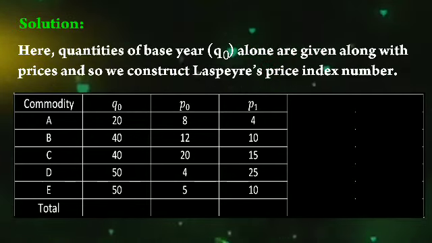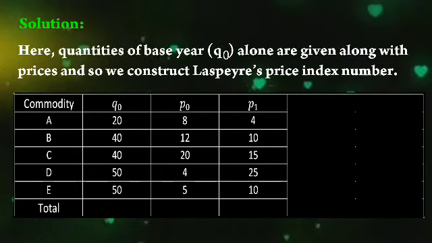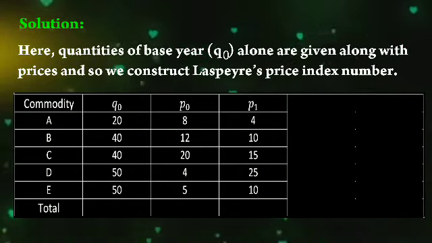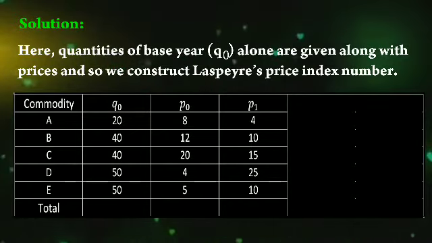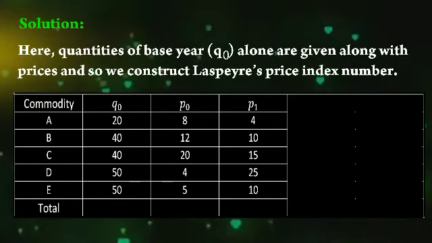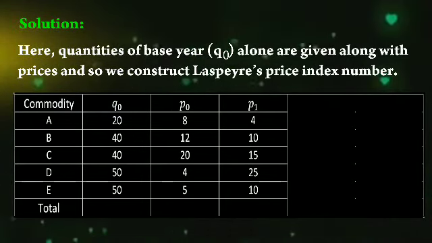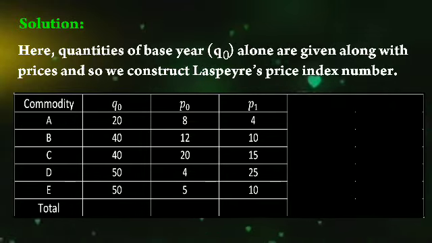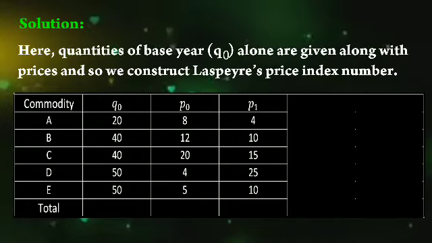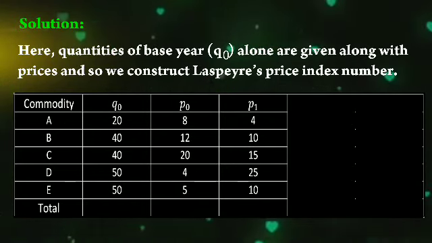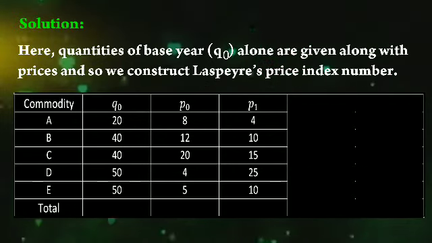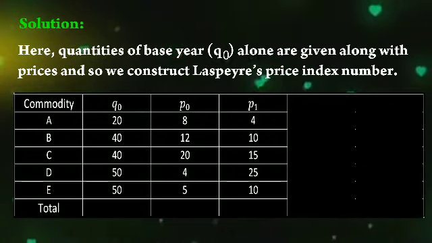Next column, price values are given for the base year. Base year price values are denoted as P naught. Values are 8, 12, 20, 4 and 5. Next column, current year price values, which is denoted as P1. Copy the data 4, 10, 15, 25 and 10. Include two more columns to find the product value. Since your question is to find Laspeyres price index number, in the numerator you need to find the product of P1 Q naught, denominator P naught Q naught.